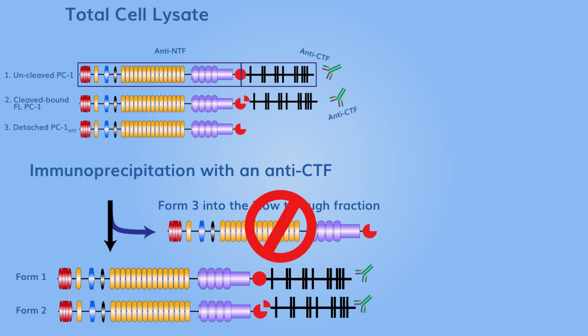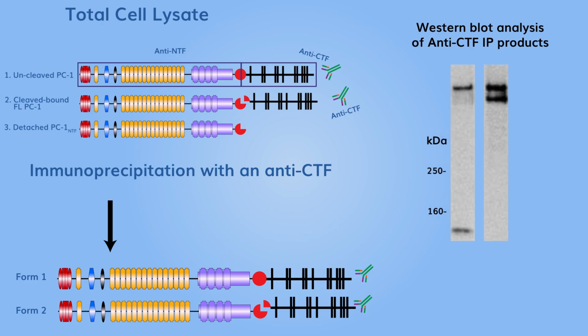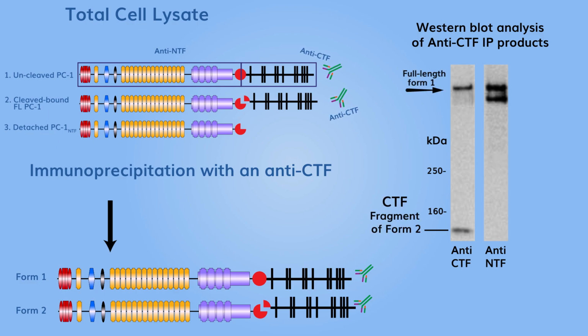The IP products are analyzed on a denaturing gel, and the blot can be probed with either an anti-CTF antibody or an anti-NTF antibody. Of note, the denaturing gel separates form 2 into its individual protein fragments, NTF and CTF. Therefore, the anti-CTF antibody will detect form 1 as well as the separated CTF fragment of form 2. The blot can also be probed by an anti-NTF antibody, which will detect form 1 and the NTF fragment of form 2.